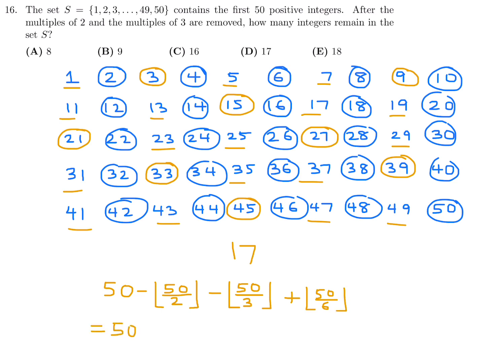So 50 divided by 2 actually works out perfectly as an integer, 25. 50 divided by 3 is not an integer, but the lowest integer below it is 16. And then 50 divided by 6, the integer below it is 8. So 50 minus 25 minus 16 plus 8 is 17. So as you can see, both ways give you the same answer. It's up to you. Obviously, this is the shorter way of doing it. And therefore, number 16, either way, is 17, and that is choice D.